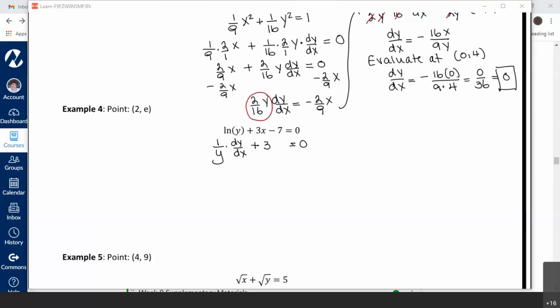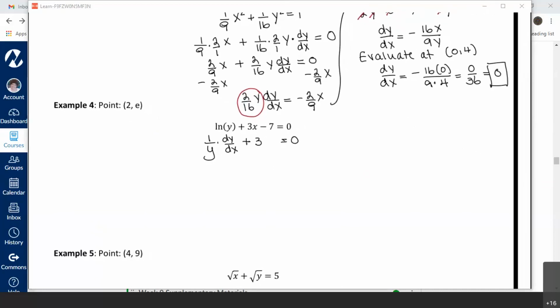All right, so that's the calculus step. Now we get to isolate dy/dx. So first I'm going to subtract 3 from both sides. That gives me 1 over y dy/dx equals -3. Okay, and then the last thing I need to do, since y is in the denominator here, I'm going to multiply both sides by y. And you can see that makes the y's cancel. And I'm left then with just dy/dx equals -3y.